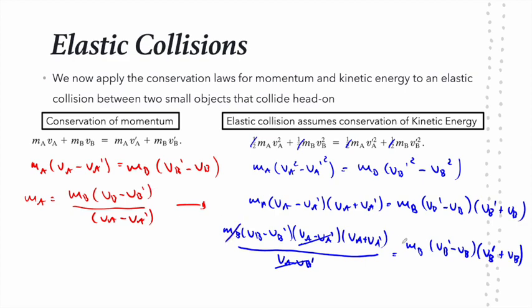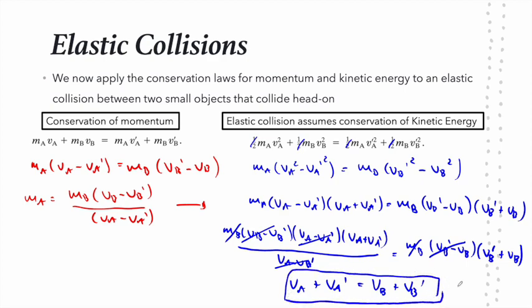From here we can cancel mB. We can cancel, what else can we cancel? vB prime minus vB. And we end up with this equation right here: vA plus vA prime is equal to vB plus vB prime. And this is a good equation to know in perfectly elastic collisions. I mean, this gives us a way of relating the velocities of both objects just before the collision and just after the collision.